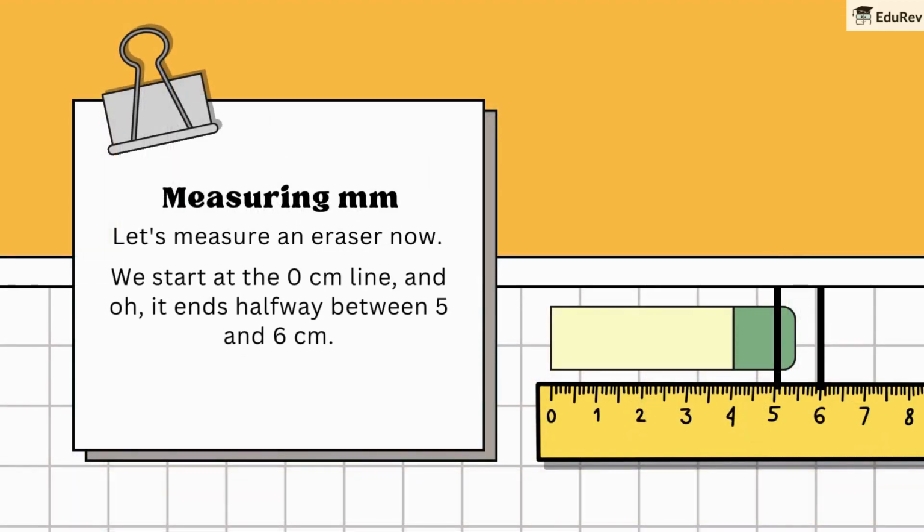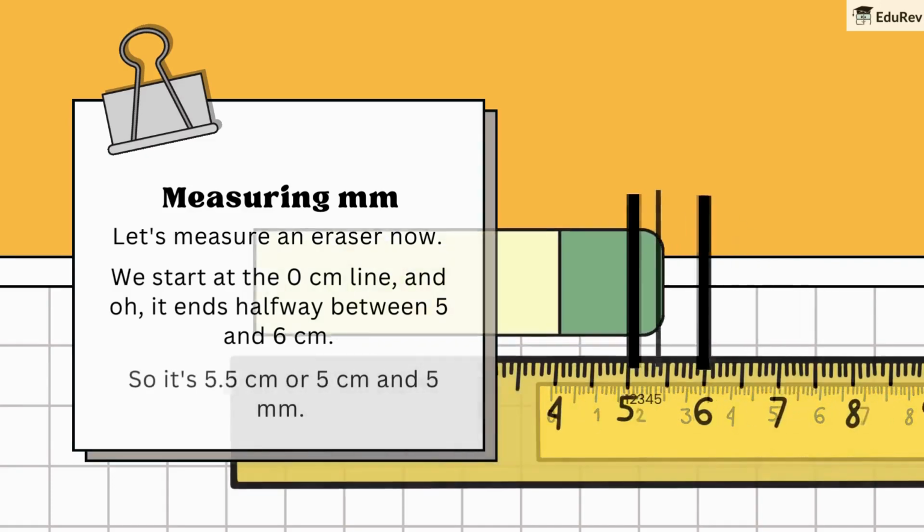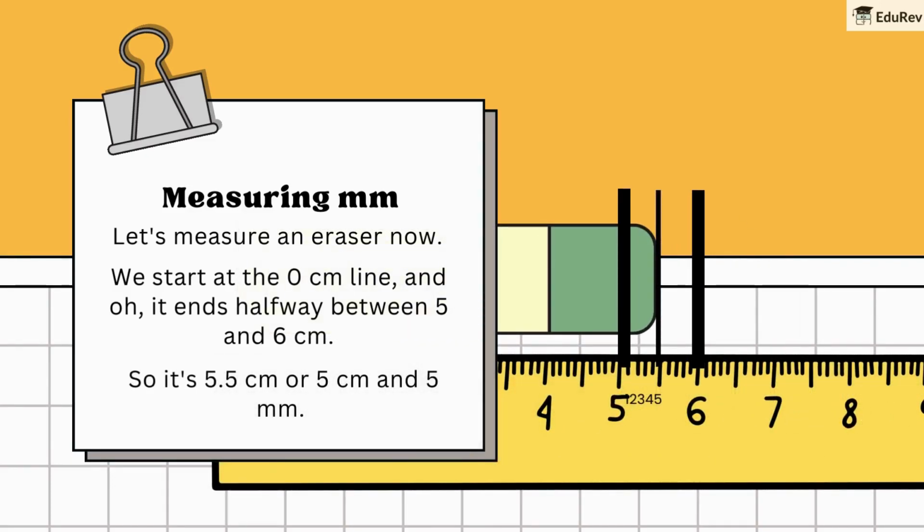We start at the 0 centimeters line, and it ends halfway between 5 and 6 centimeters. So it's 5.5 centimeters or 5 centimeters and 5 millimeters.